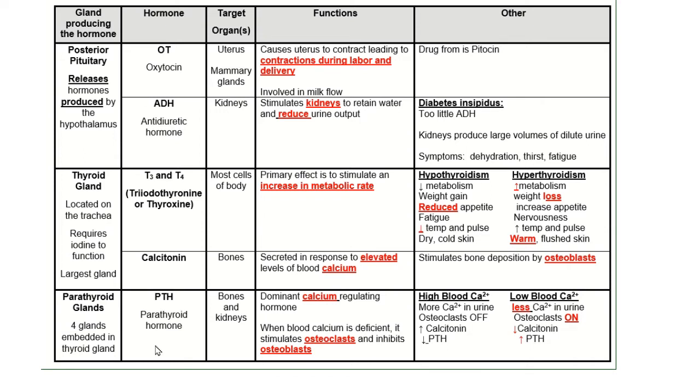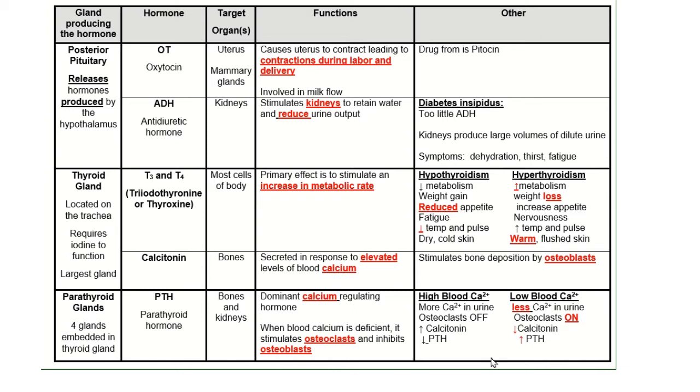It is actually going to work the opposite of calcitonin. Calcitonin was secreted when your blood calcium levels were high. This hormone is secreted when your blood calcium levels are low. So let's see what it says. When blood calcium is deficient, so you have low calcium in your blood, it stimulates osteoclasts. If you recall, osteoclasts' job was to carve bone, and it inhibits osteoblasts.